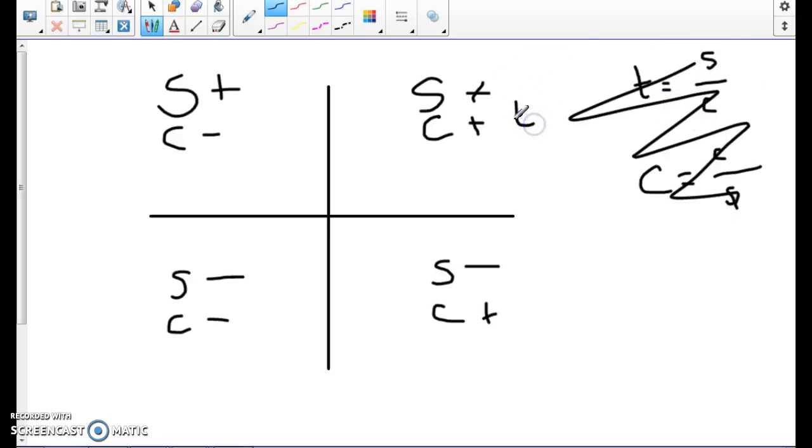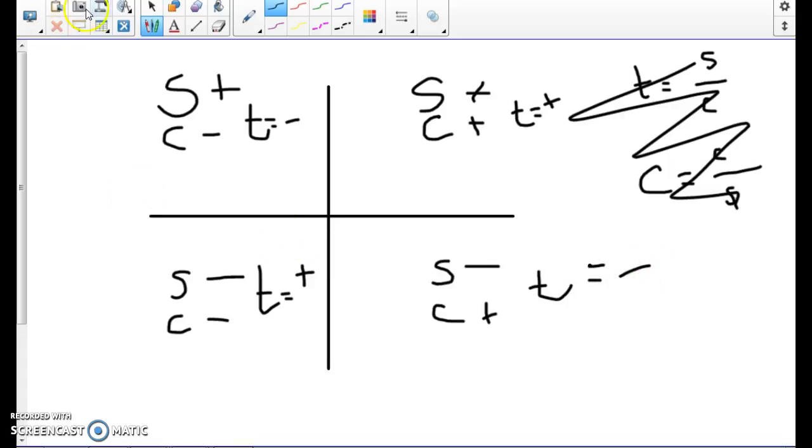The tangent, thus, has to be positive in the first quadrant because it's a positive over a positive. Second quadrant, my tangent is negative. And third quadrant, it's positive because a negative over a negative is a positive. And the tangent in the fourth quadrant is negative because a negative over a positive is a negative.